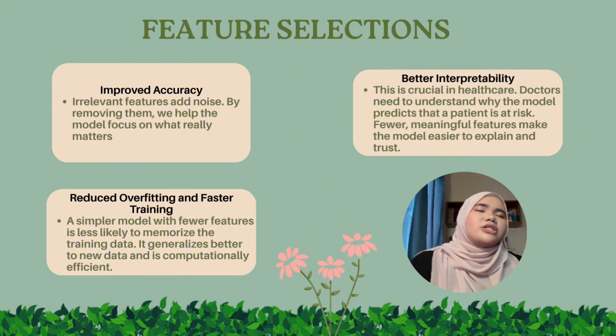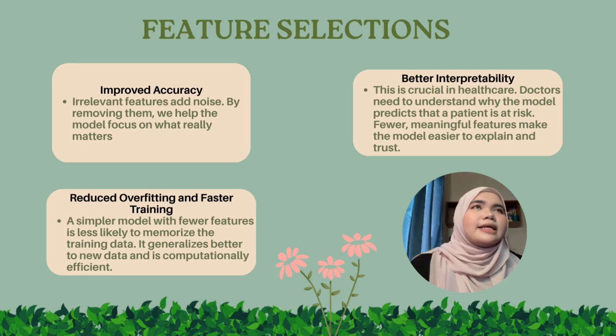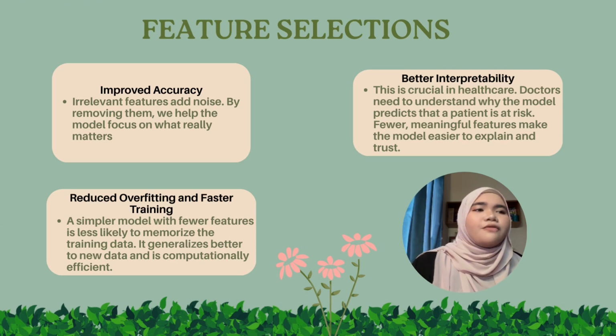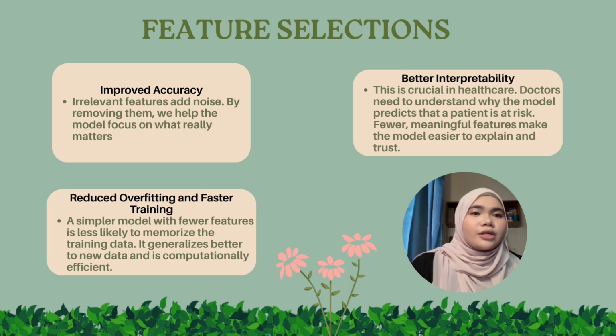But something like the patient's ID number or hospital registration date adds no value to the prediction. Why is feature selection important? So the first one is it improves accuracy. By removing irrelevant or noisy features, the model focuses on what really matters. For diabetes, glucose level is a powerful predictor, but if we include too many unrelated features, we might confuse the model.